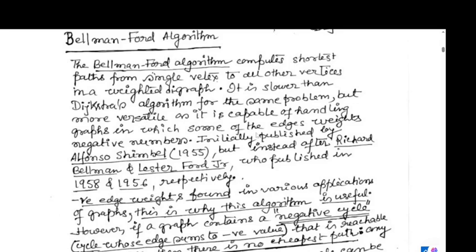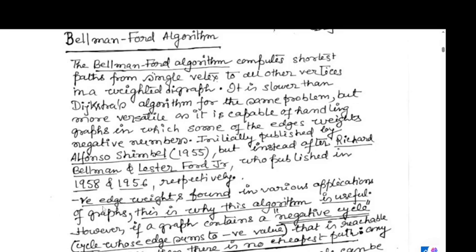So, who developed this algorithm? Alfonso Shimbel first introduced this algorithm in 1955, but it is named after Richard Bellman and Lester Ford Jr., who published it in 1958 and 1956 respectively. So first Alfonso came up with the idea, and later the publication happened through Richard Bellman and Lester Ford Jr. The nomenclature of the algorithm comes from their names.